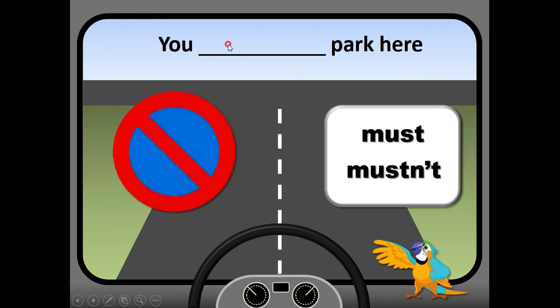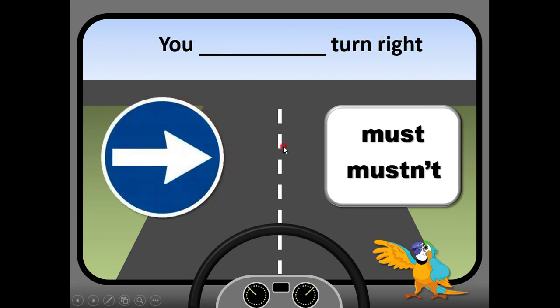The next one, you park here. Look at the sign. Does it mean you are allowed or not? Yes, very good. You are not allowed. So the correct one to use is mustn't. You mustn't park here. You are not allowed to park here. You don't have to park here.